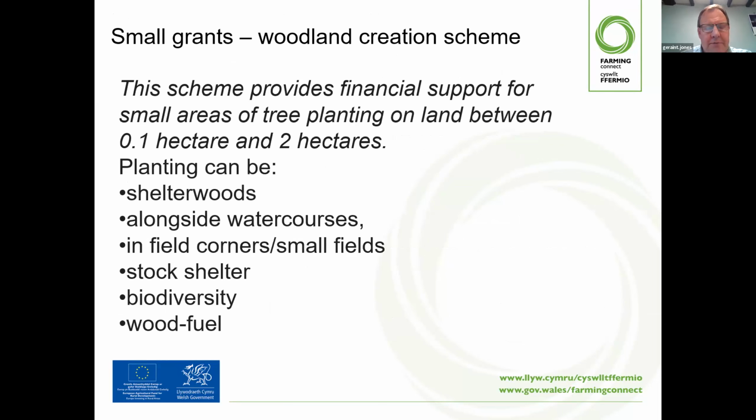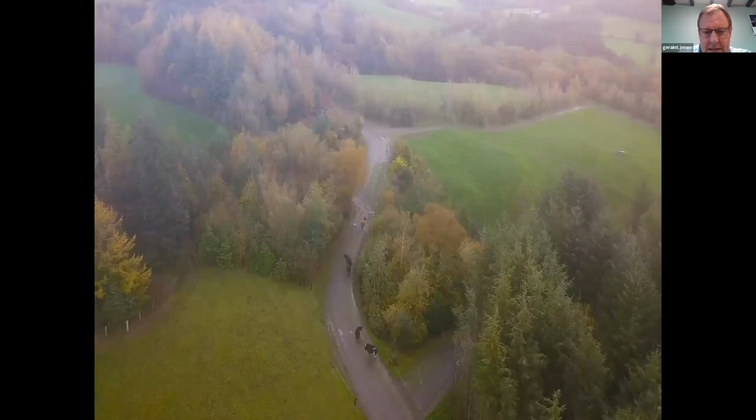Under the small grant scheme, there are different categories: water, carbon, landscape and pollinators, which covers and accommodates the planting of orchards, hedgerows, etc. as well. But specifically for the woodland creation scheme, you can plant for shelter woods, watercourses, buffer zones, etc. In field corners, small fields, stock shelter, biodiversity, wood fuel. This scheme provides financial support for small areas of tree planting on land between 0.1 hectares and up to 2 hectares. So this is the kind of thing that we'd be looking at.